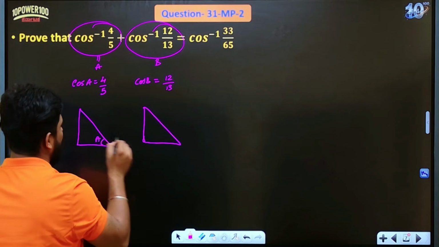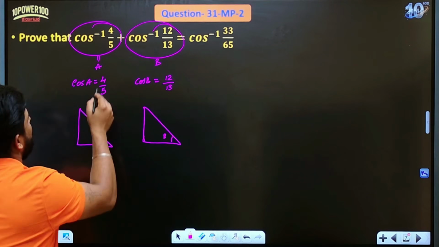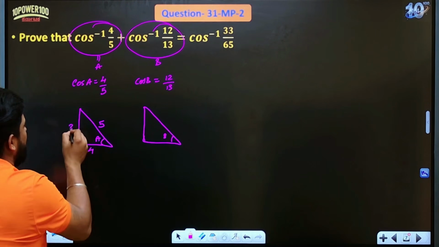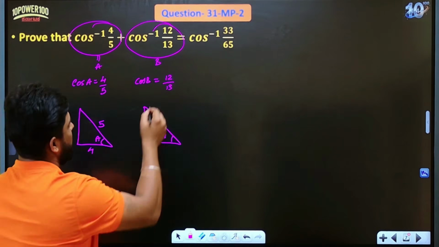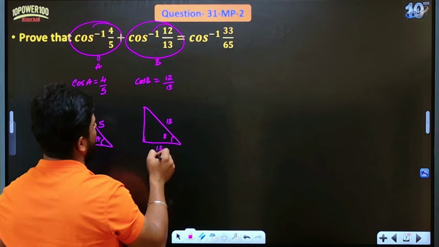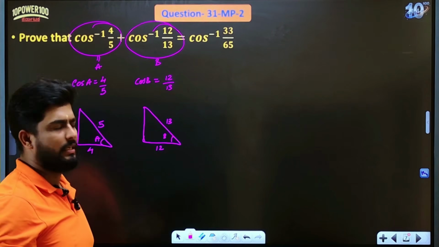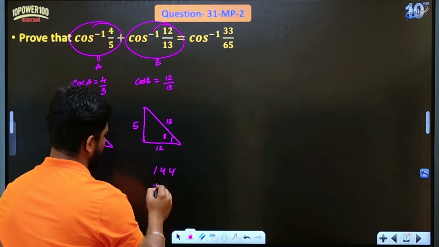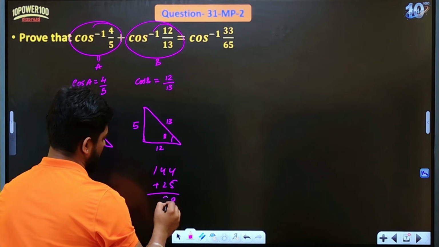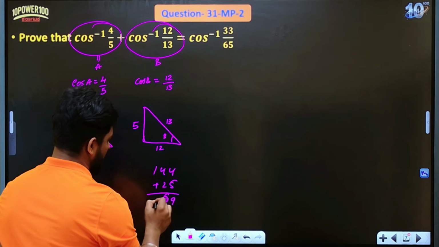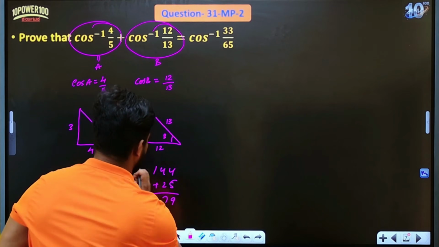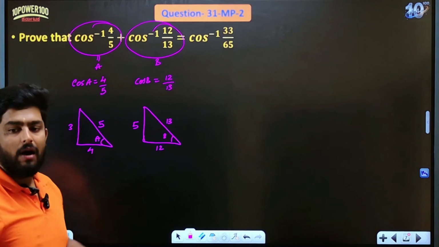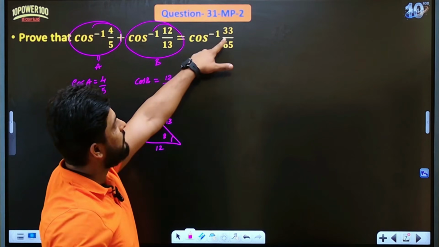So this is A and this is B, kids. Now cos theta is adjacent by hypotenuse, adjacent is 4 and this is 5, and of course this will be 3, because 3, 4, 5 are Pythagorean triplets. So this is 12, this is 13, so 169 minus 144 gives 25, so it will be 5 only. Now see how I am planning to write all of this. I need cos inverse of 33 by 65 here.